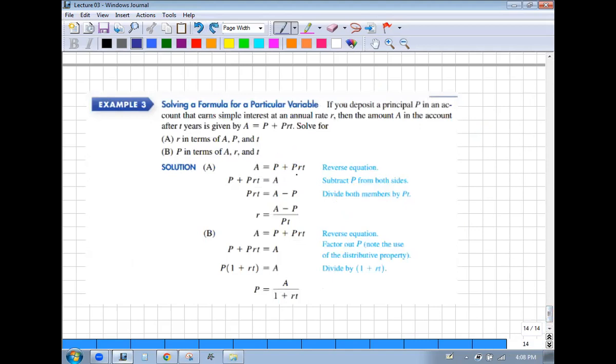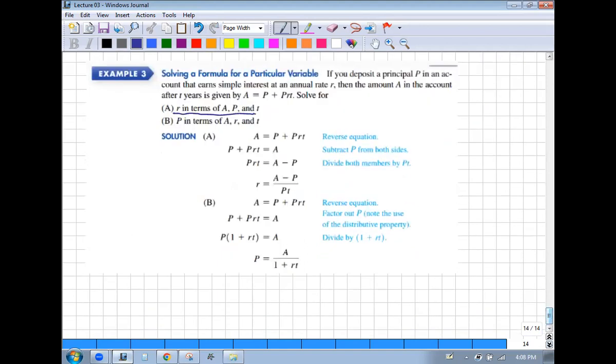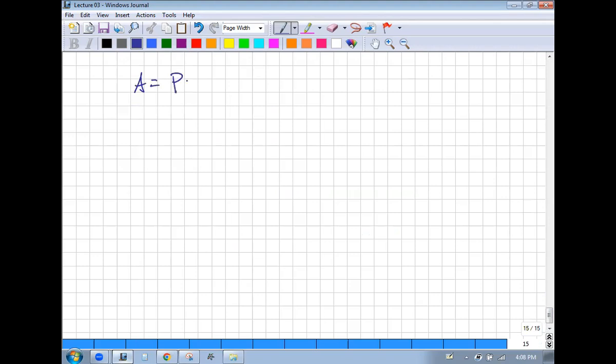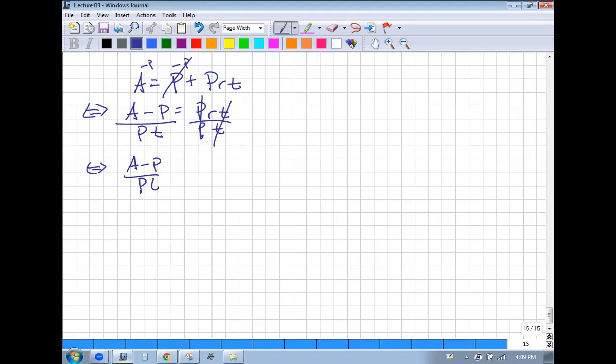But for our sakes here, for part A they're asking you to solve for R. So if we have amount equals P plus PRT, and we want to rearrange this just to get the rate by itself, how can we get R by itself? Let's try to get everything else moved over here. So what we could do is subtract P from both sides. So we have A minus P equals PRT, right? We want the R by itself, so let's get rid of the P and the T. We have to do it to both sides. So P over P is one, T over T is one. So now we have A minus P over PT is equal to R. That's what they said: find R in terms of A, P, and T.